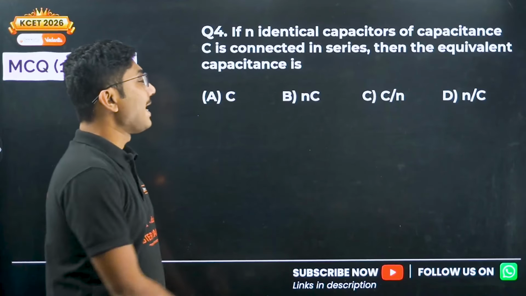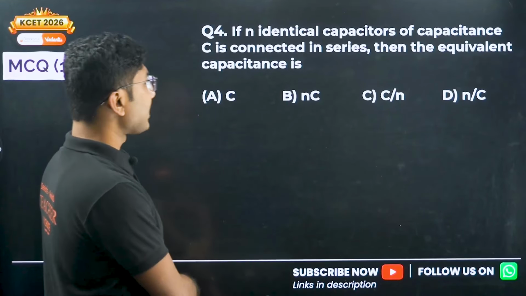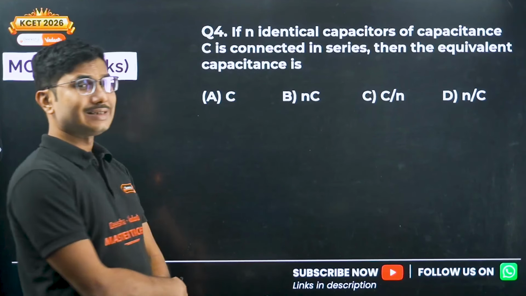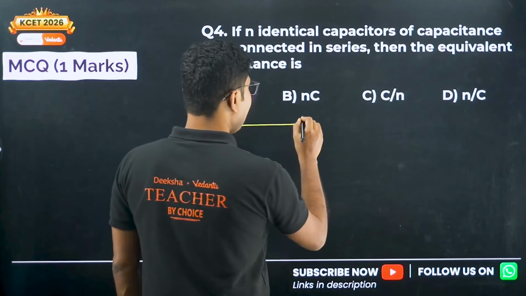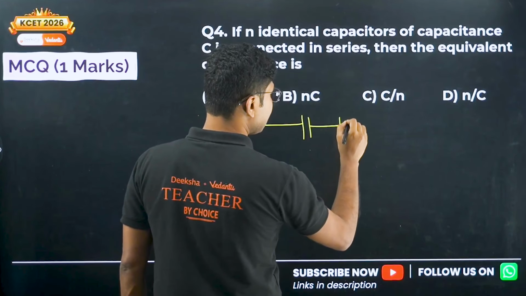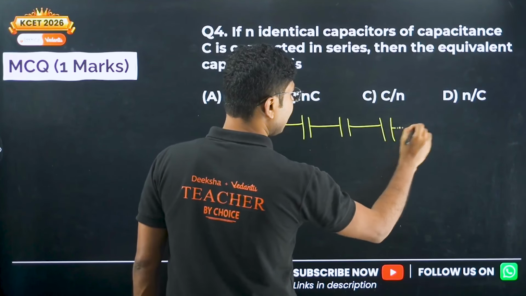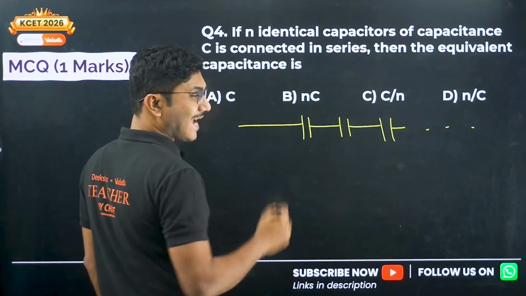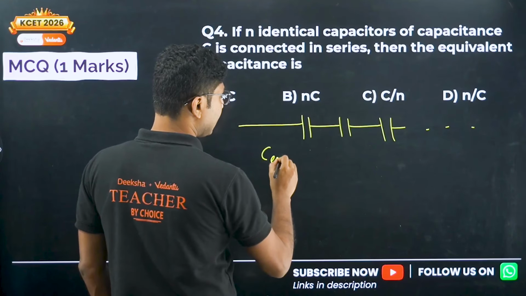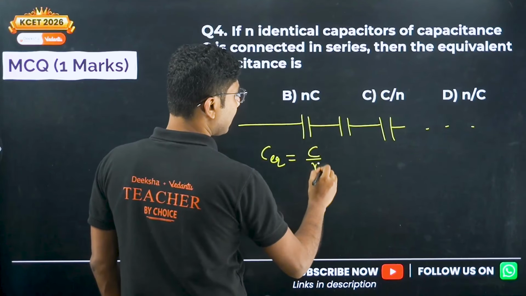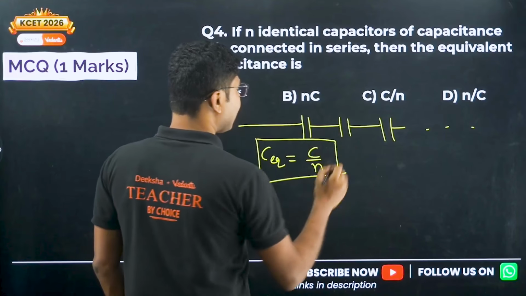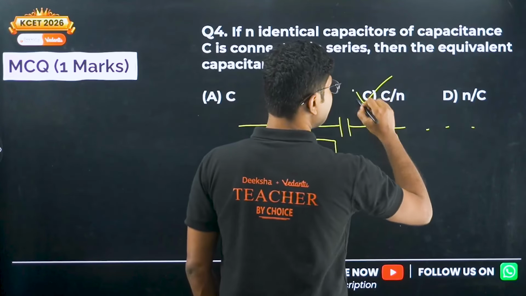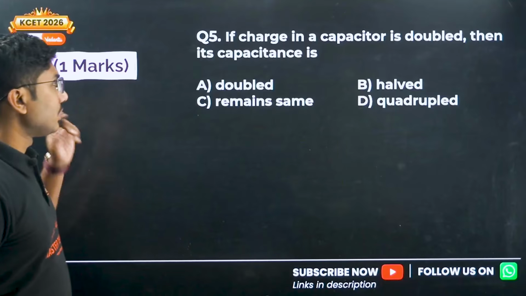Now, if n identical capacitors of capacitance C are connected in series, then the equivalent capacitance is. So here we have n capacitors, each of them has capacitance C, and you are connecting them in series. So what is the equivalent capacitance? We know that in series combination they add reciprocally, so equivalent capacitance in this case will be C by N. If it is connected in parallel, then the capacitance will be N into C. So the correct answer is option C, C by N. Now let's move on to the next question.